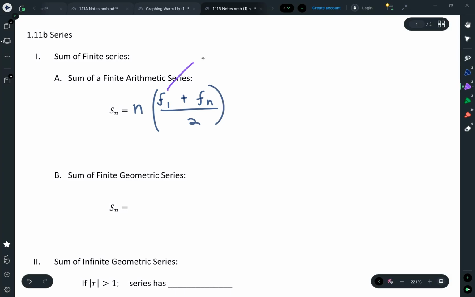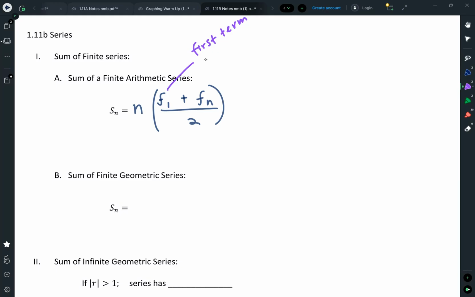So my f of 1 stands for my first term. And it's not necessarily 1, because we know we could start counting with 0. We could say we only want to add the third through the 10th terms. So not necessarily f of 1. And then this is my last term. So I have to find my first term, my last term, add them together, divide by 2. You're basically finding the average, and then the n is the number of terms.